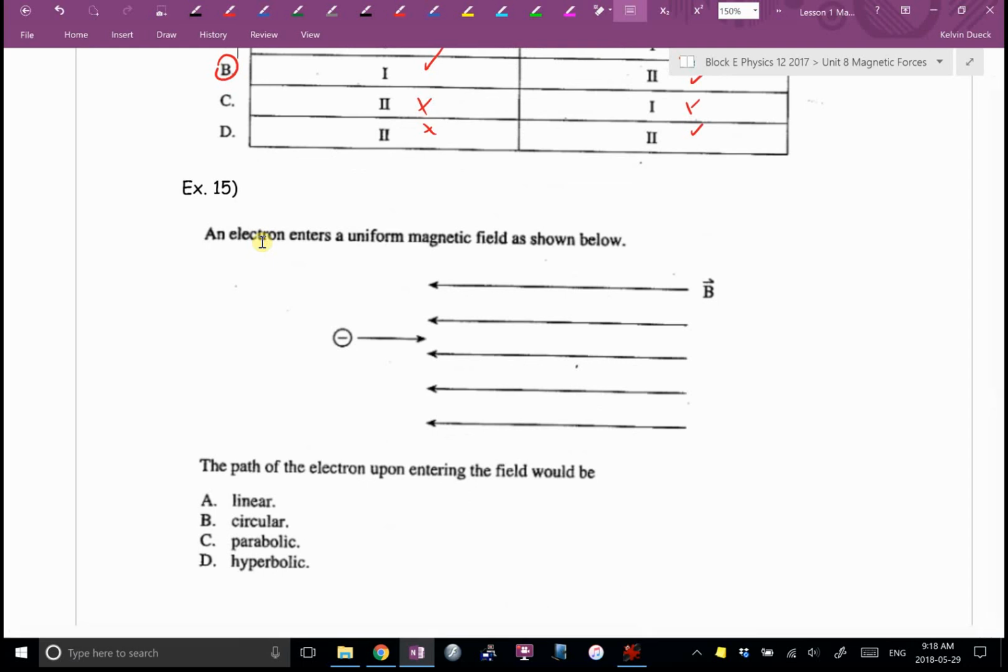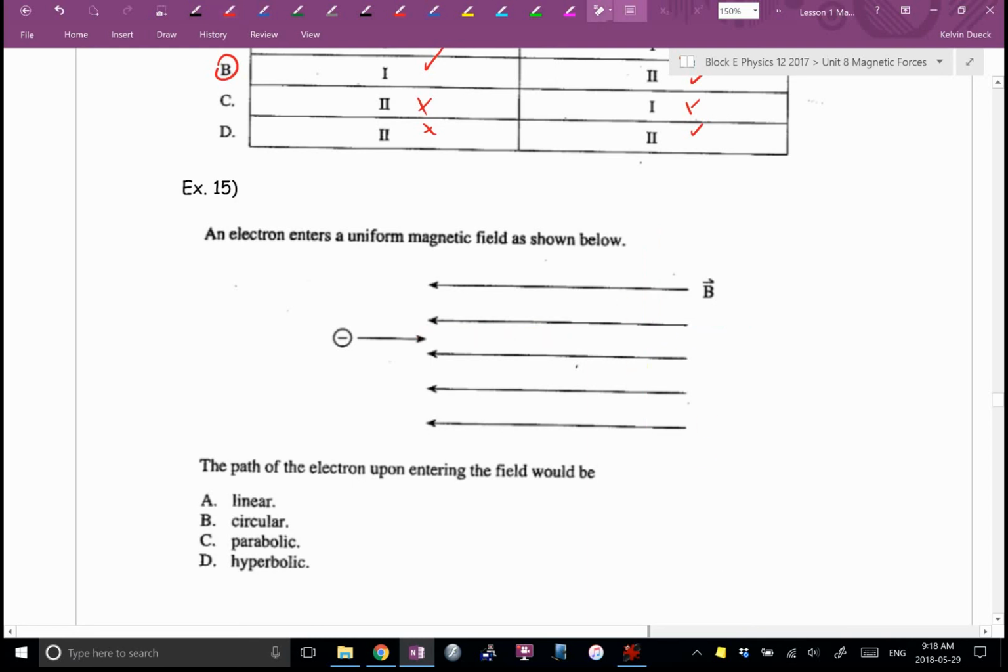Example 15. An electron enters a uniform magnetic field as shown below. The path of the electron upon entering the field would be linear, circular. So, this is a bit of a trick question. Up until now, I've been very careful. I've made sure that the moving particles are traveling at right angles to the magnetic field. And what you're going to learn is the force on a moving charged particle only exists if that charged particle is cutting across magnetic field lines. If it's traveling parallel to magnetic field lines, no force exists.